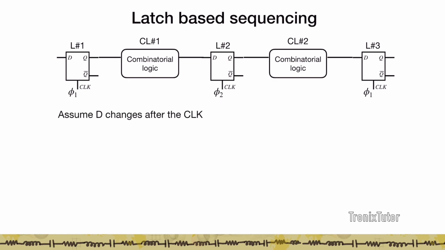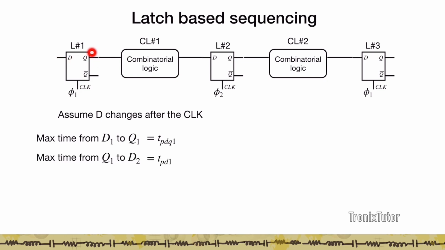Now let's look at the timing relationships in the latch based sequencing. Let's assume that D changes after the clock. Whenever D comes in, this latch is open, which means that the maximum time once the D comes in, when Q will be ready is going to be given by TPDQ1. So TPDQ1 is the time required for the data to go from D to Q.